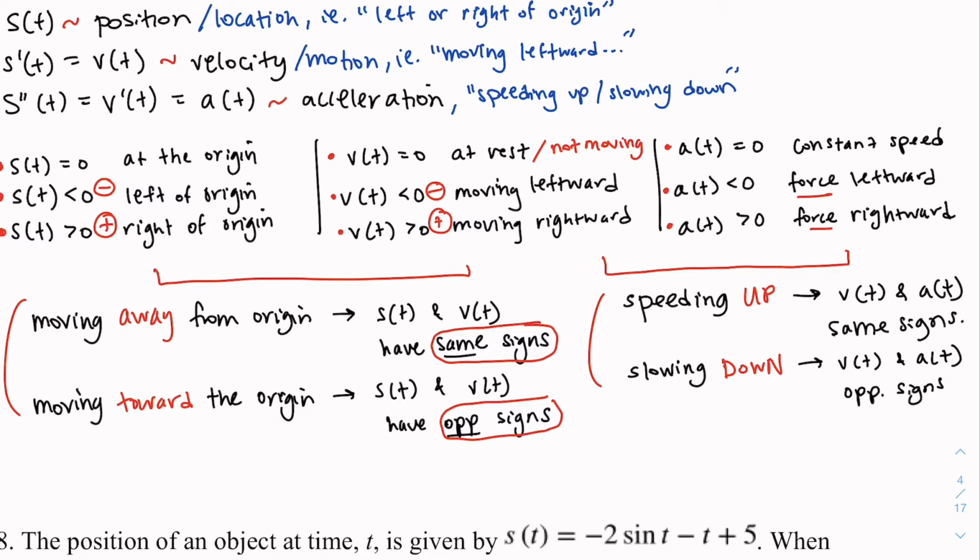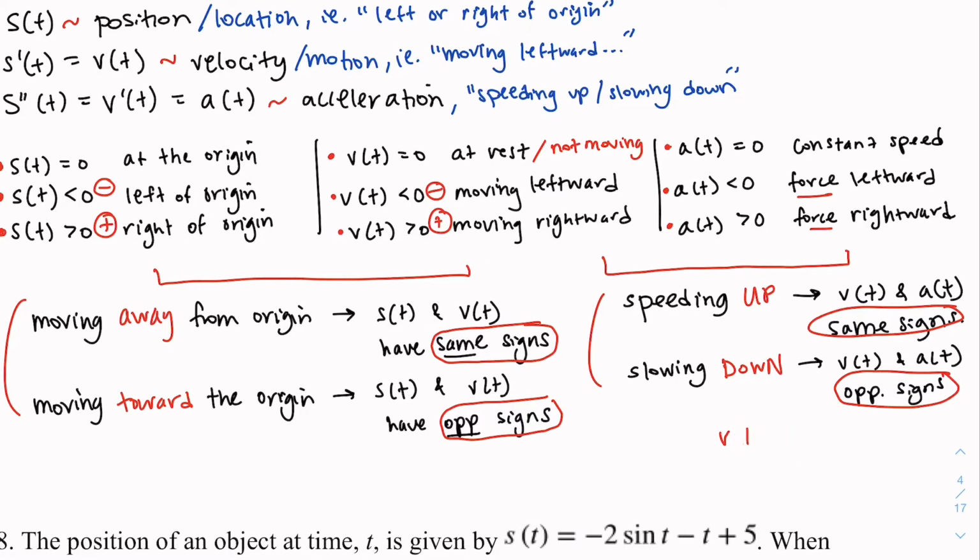So v and a would have, instead of the same signs, if you're slowing down, they're going to have opposite signs. So for example, v of t is greater than 0 and a of t is less than 0 means that you're moving rightwards, but there is a force that is pushing you to the left. Let's say like a headwind or something, slowing you down if you're a runner, for instance.